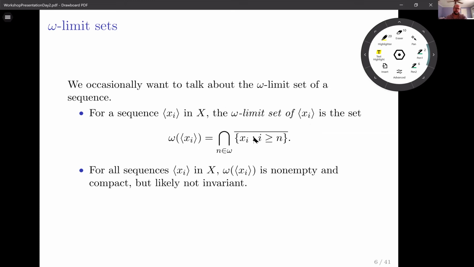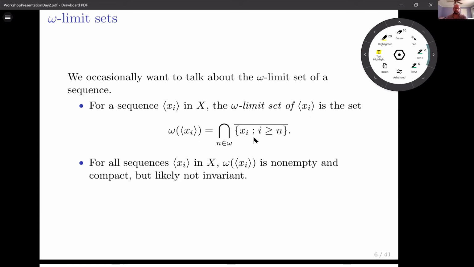So this notion, the omega limit set of a sequence, is still a nested intersection of compact non-empty sets. So it is non-empty and compact, but it's almost certainly not invariant. If x_i is just some random sequence, then we don't expect it to have much to do with the dynamics. All right, so there are some preliminary notions.